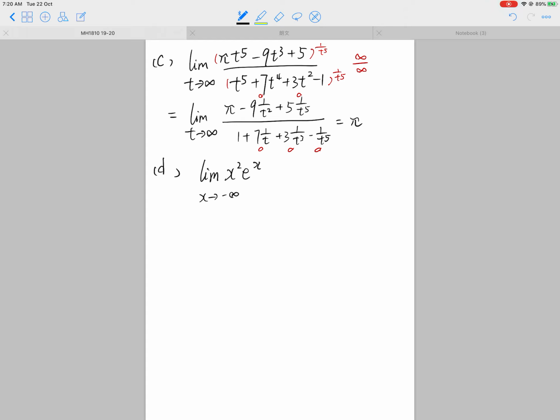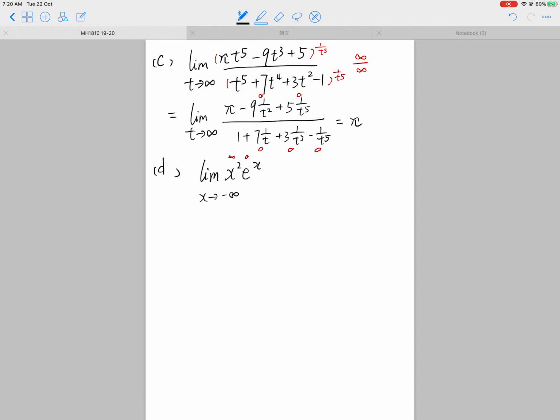Okay, when x is approaching negative infinity, you can think about it. Your x squared is approaching positive infinity, right? Your e to the power of x is approaching 0. So you can't say infinity times 0 is 0. That's a very typical mistake. So you don't know. Then what can you do?